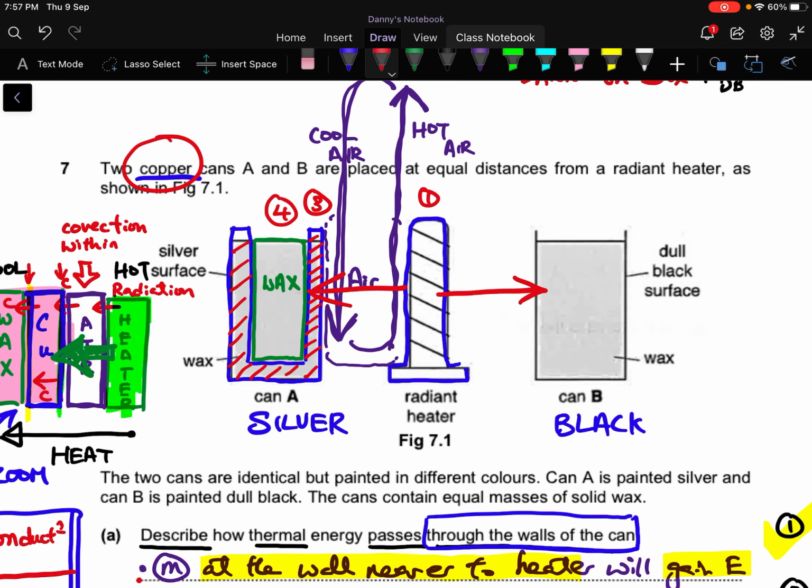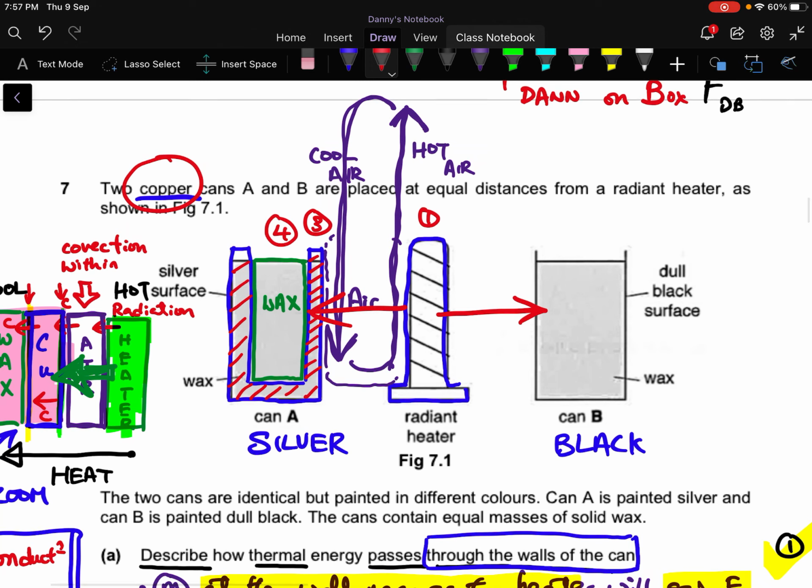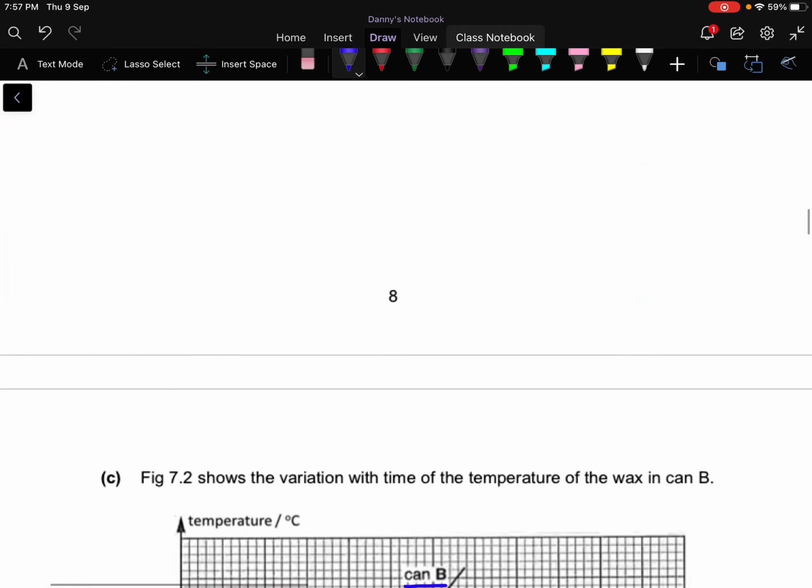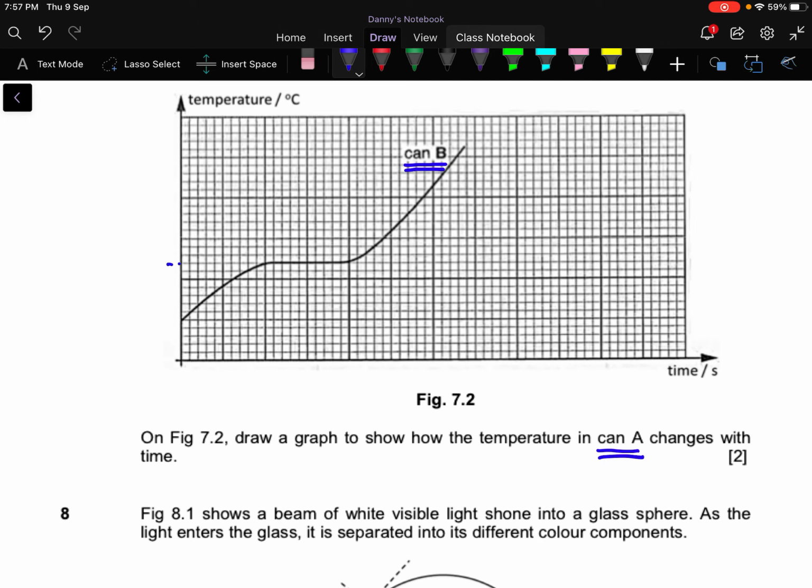Meaning that the heat will go to here and the heat will go to here. But because can A is silver, it will absorb the heat at a very slow rate because most of it will get reflected. So it will absorb the heat slower, but it will still absorb. Can B being black will absorb the heat faster. So it is about time. So you can see this flat line over here. What is this flat line? This flat line is the melting point. Whether you absorb heat slow or you absorb heat fast, the melting point doesn't change, right?